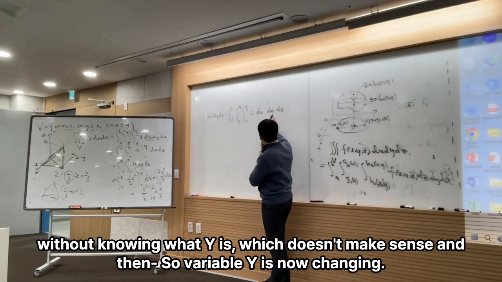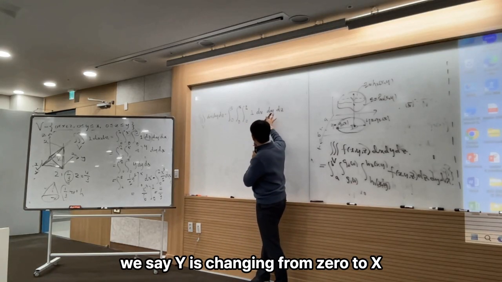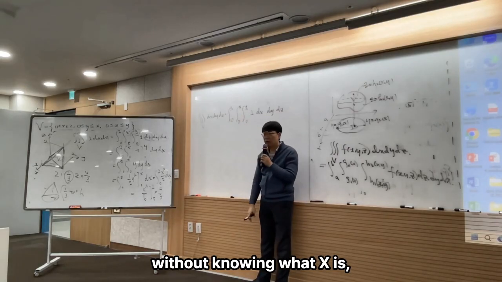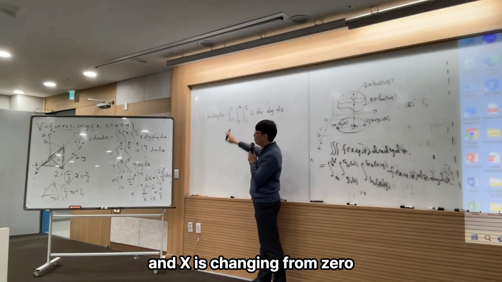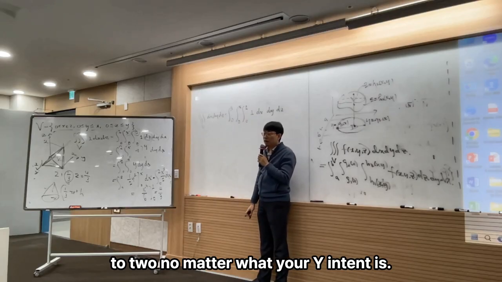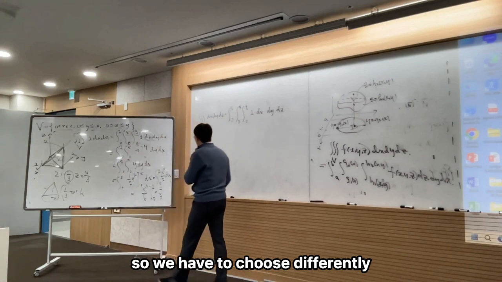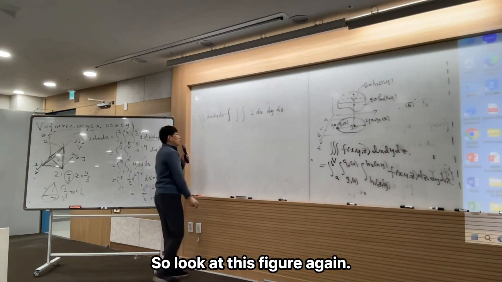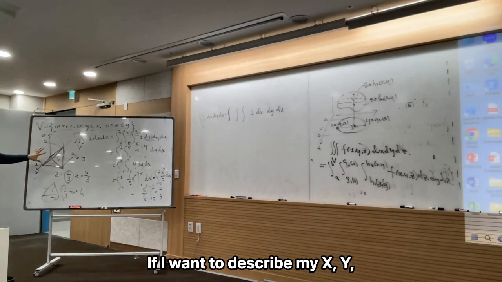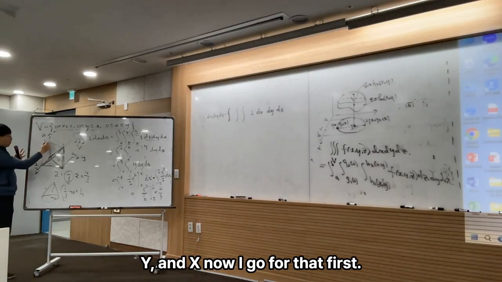And then the variable y is changing, when the z is fixed, we say y is changing from 0 to x without knowing what x is. Also doesn't make sense. And x is changing from 0 to 2, no matter what your y and z are. So nothing makes sense in our settings here. So we have to choose differently about this range. Look at this figure again. If I want to describe the bounds of x, y, z in the order of z, y, and x, now I go for z first.